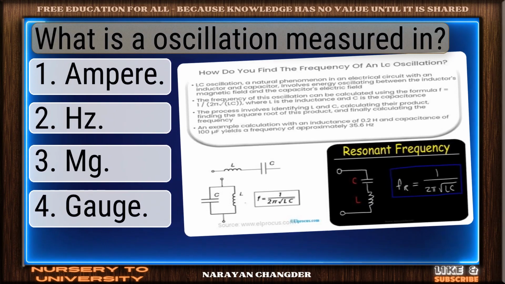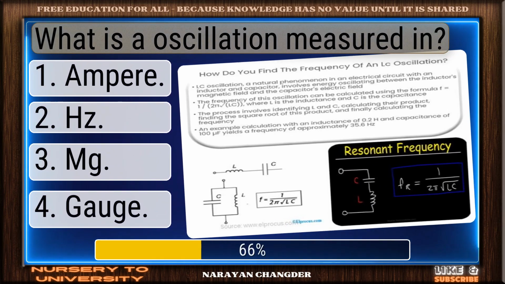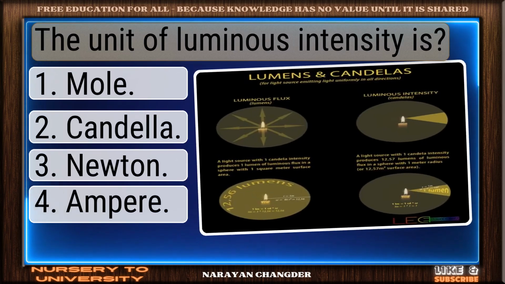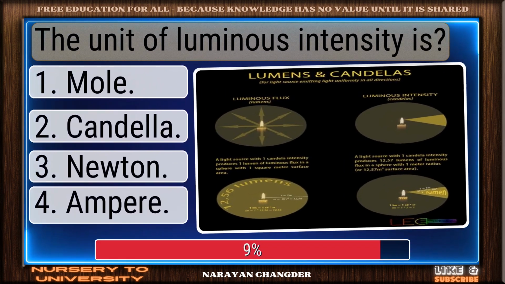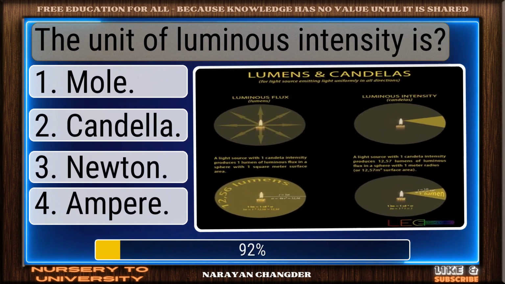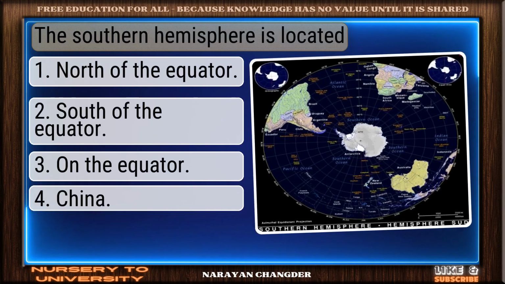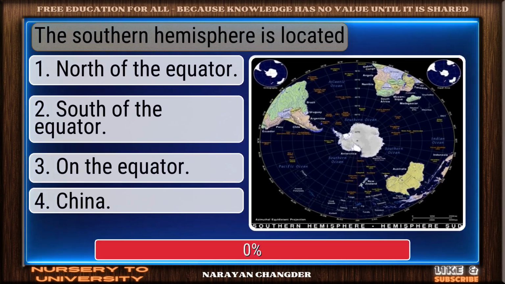Question number 161. What is an oscillation measured in? You chose S, and it is correct. Question number 162. The unit of luminous intensity is. Great job. Candela is the accurate answer. Question number 163. The southern hemisphere is located.